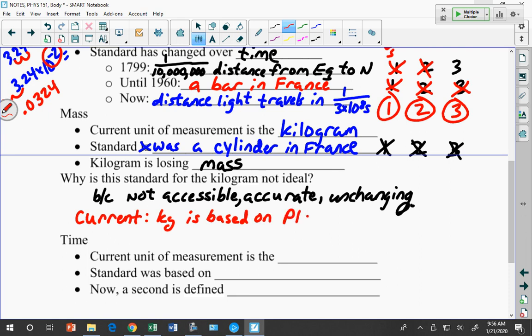It's P-L-A-N-C-K. It's named after a famous physicist from the early 1900s, with a watt balance.